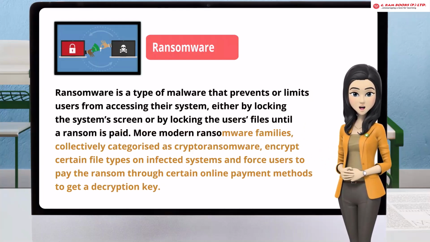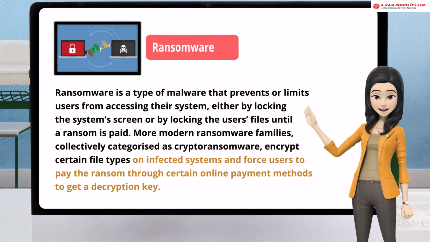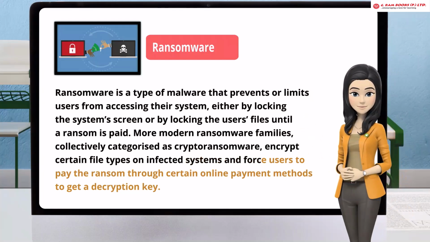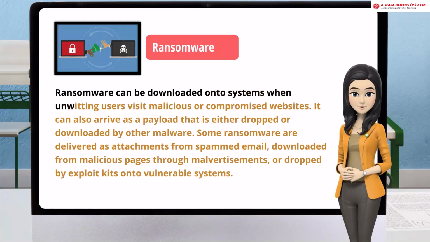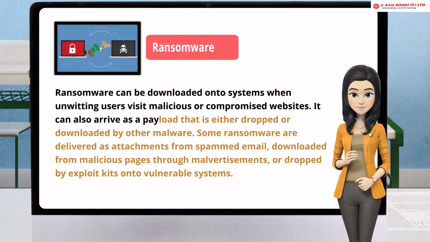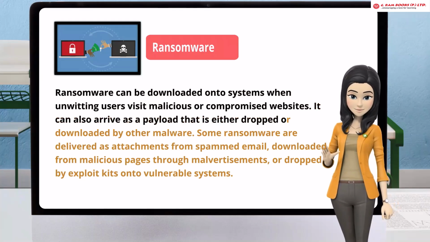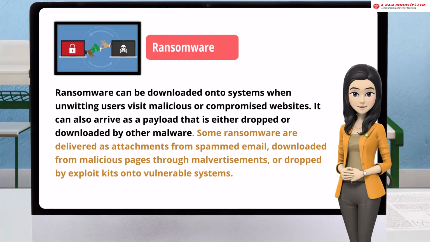More modern ransomware families, collectively categorized as crypto ransomware, encrypt certain file types on infected systems and force users to pay the ransom through certain online payment methods to get a decryption key. Ransomware can be downloaded onto systems when unwitting users visit malicious or compromised websites. It can also arrive as a payload that is either dropped or downloaded by other malware.